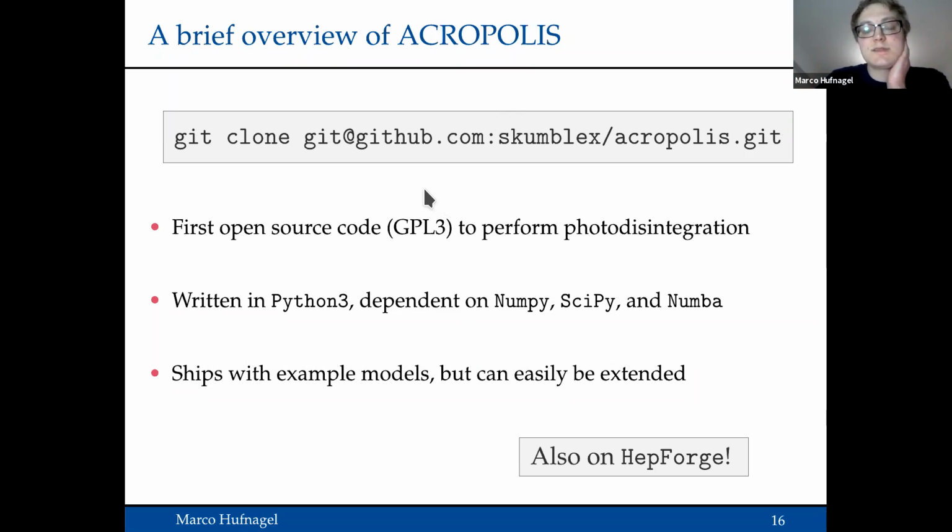ACROPOLIS is open source software licensed under GPL3, which can perform photodisintegration and calculate the abundances afterwards for a variety of different BSM physics scenarios. It's written in Python 3, of course, and it has a few dependencies: NumPy, SciPy, and Numba need to be present. But apart from this, you're essentially ready to go. Just clone it from GitHub, and then with a simple command, you can calculate the abundances for a variety of different BSM physics scenarios.